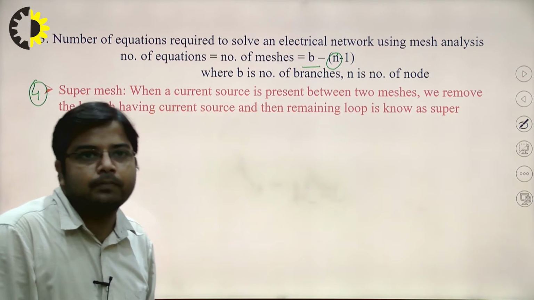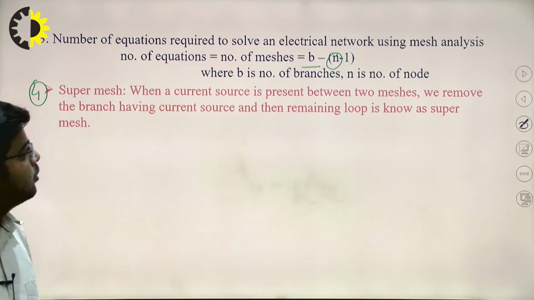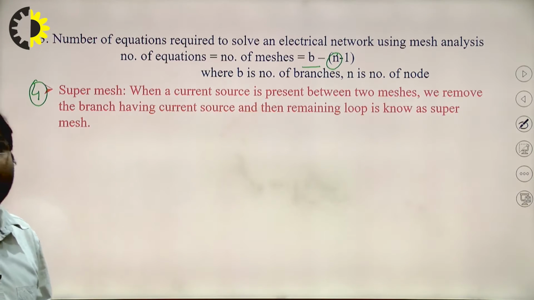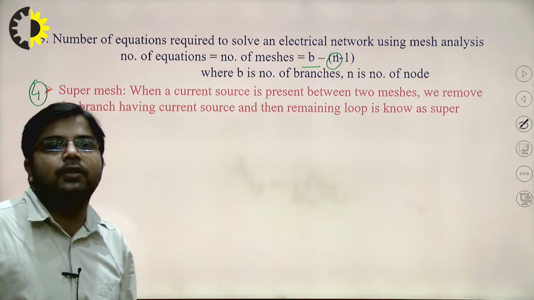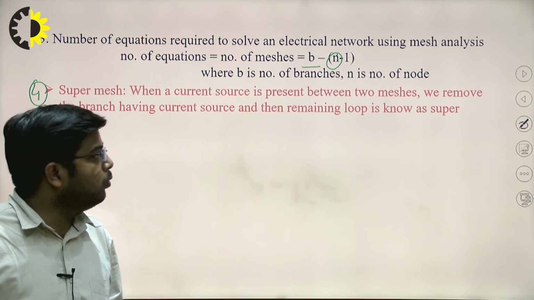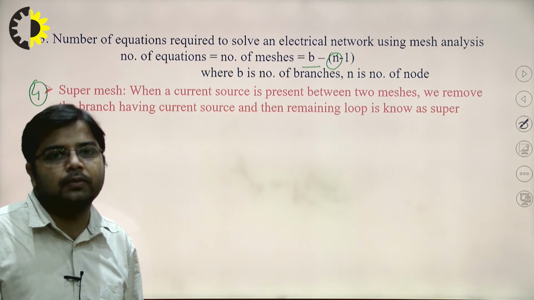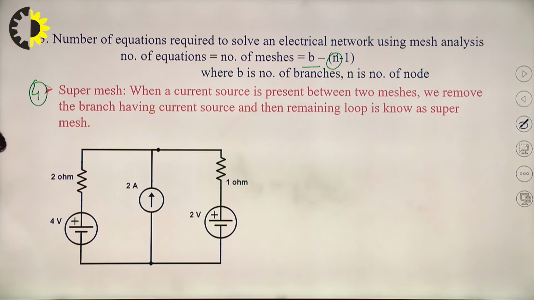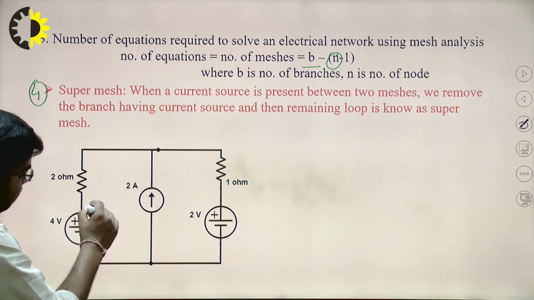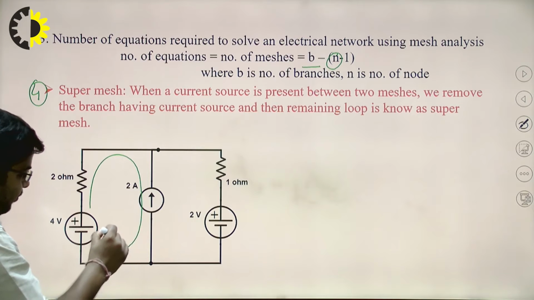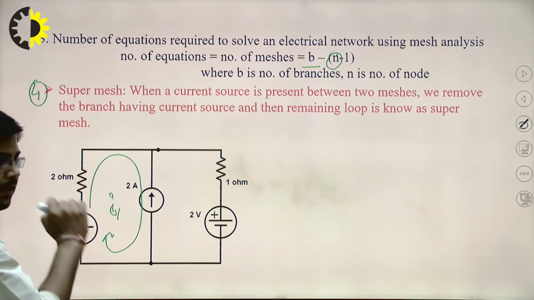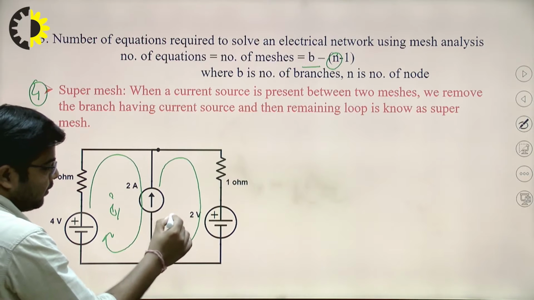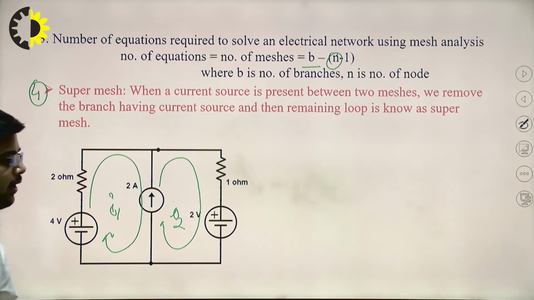What is a super mesh? When a current source is present between 2 meshes, you can remove that branch having the current source, and the remaining loop is known as a super mesh. So here you can see this circuit. In this circuit, how many meshes are there? This is mesh 1, with mesh current I1, and this is another mesh with mesh current I2.